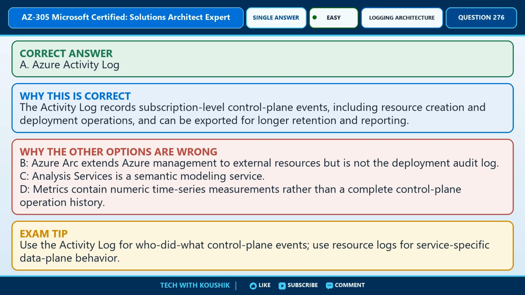A useful examination rule is this. Use the activity log for who did what control plane events. Use resource logs for service-specific data plane behavior.